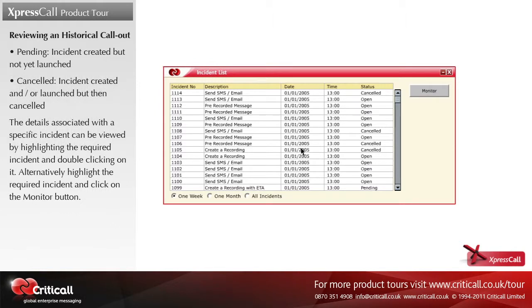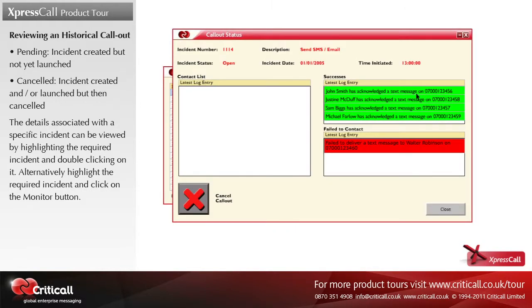Pending, incident created but not yet launched. Cancelled, incident created and/or launched but then cancelled. The details associated with a specific incident can be viewed by highlighting the required incident and double-clicking on it. Alternatively, highlight the required incident and click on the Monitor button.